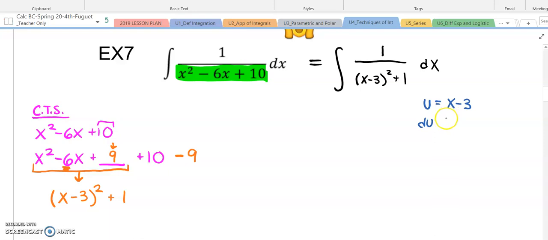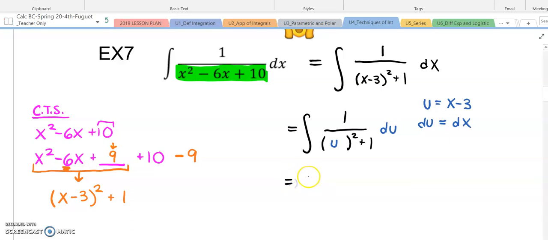So I'm going to make u equal to x minus 3, therefore du will be equal to dx. When I substitute this back into my integral, I'm going to get 1 over, and then I'm going to leave that blank, and I'm going to insert u in its place here. I'm going to insert du in its place here. And as you can see, I now have the integral of 1 over 1 plus something squared. We know that that antiderivative will then be inverse tangent of that same u value plus c.